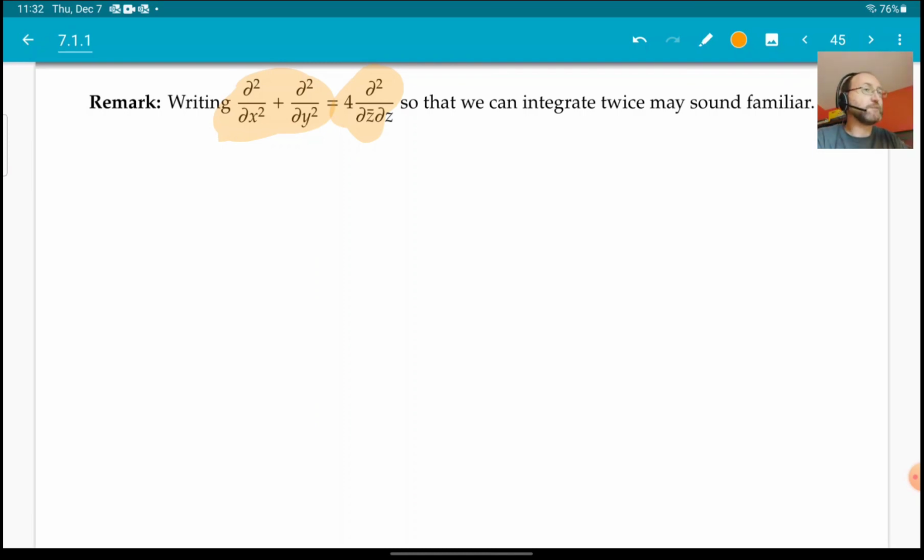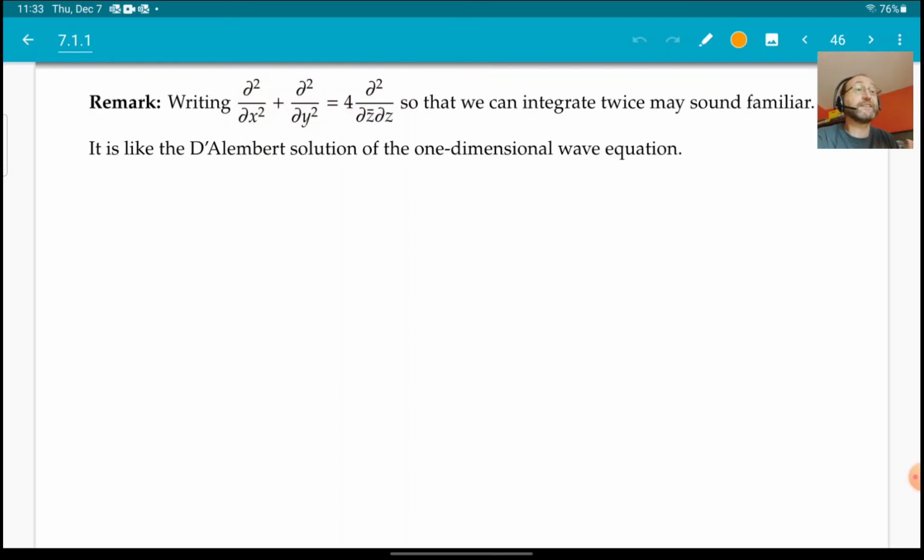That might sound familiar. You might have seen this before in a previous class. Maybe you did, maybe you didn't. So let's talk about it. This is the D'Alembert solution to the one-dimensional wave equation.